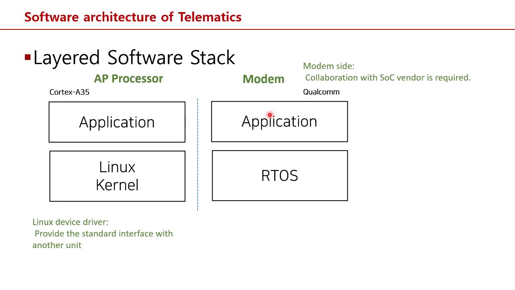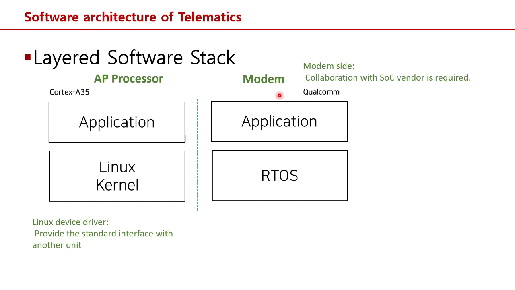Let's talk about the primary software stack in the telematics system. As I said in the previous video, the modem processor is the most important hardware unit of the telematics system. As you know, this slide shows you the key software components of the telematics system, which include the application processor and the modem processor.